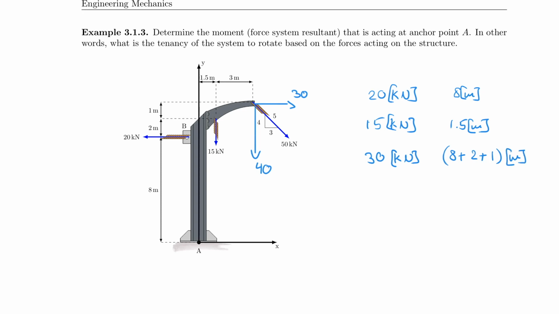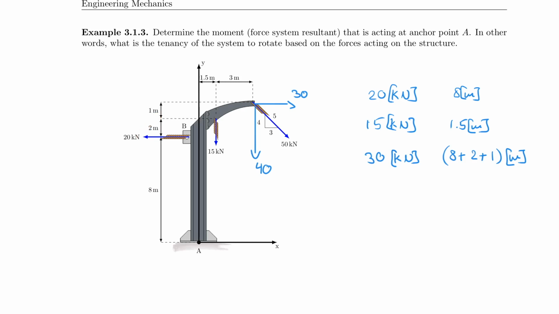And that would mean that we're looking at this point here for 30, right? 30 has a line of action that is along this line here. And the perpendicular distance to that would be from here to here, which is 8 plus 2 plus 1. So we're looking at 11 meters here.